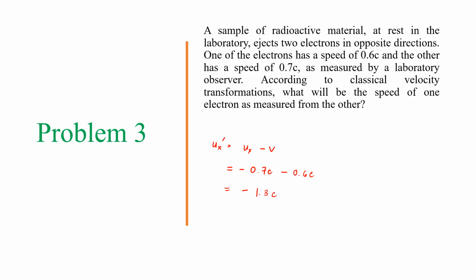So this problem illustrates that velocities greater than the speed of light are possible with the Galilean transformation. Later, we will see that this result is inconsistent with special relativity.